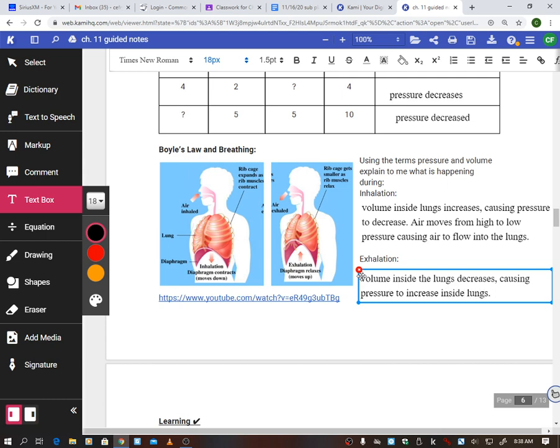Once again, my pressure now is more inside my lungs than it is outside of my lungs. So air will want to flow out because air moves from high to low pressure, causing air to flow out of the lungs. Now remember, this all happens because of your diaphragm. If something happens to that diaphragm and you can't cause that pressure change or that volume change, then you're going to be in some trouble.